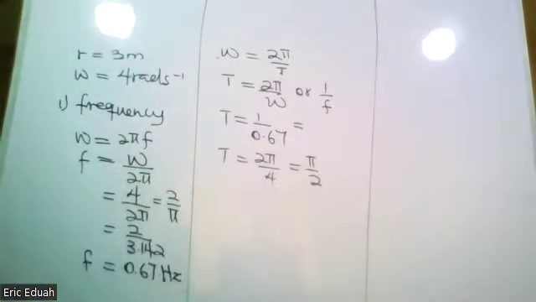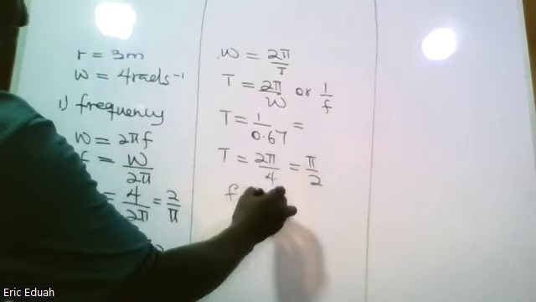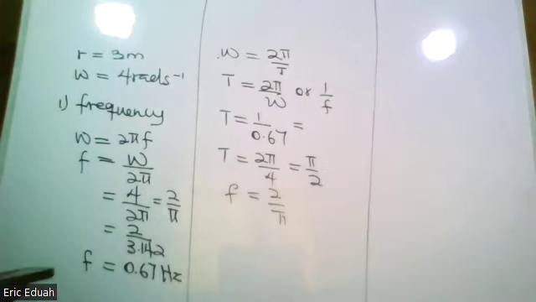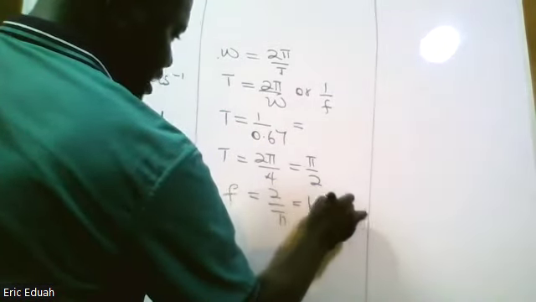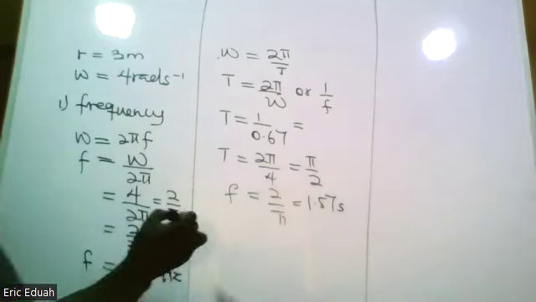And look at the frequency one: 2 over pi. What did you make for the period? What exact value? 1.57 seconds. 1.57 seconds.